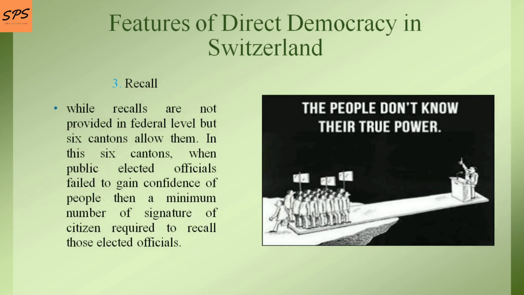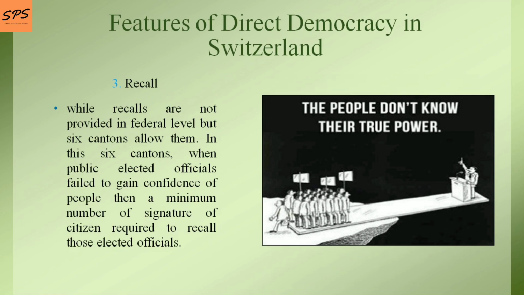While recalls are not provided at the federal level, 6 cantons allow them. In these 6 cantons, when publicly elected officials fail to gain the confidence of people, then a minimum number of signatures of citizens is required to recall those elected officials.